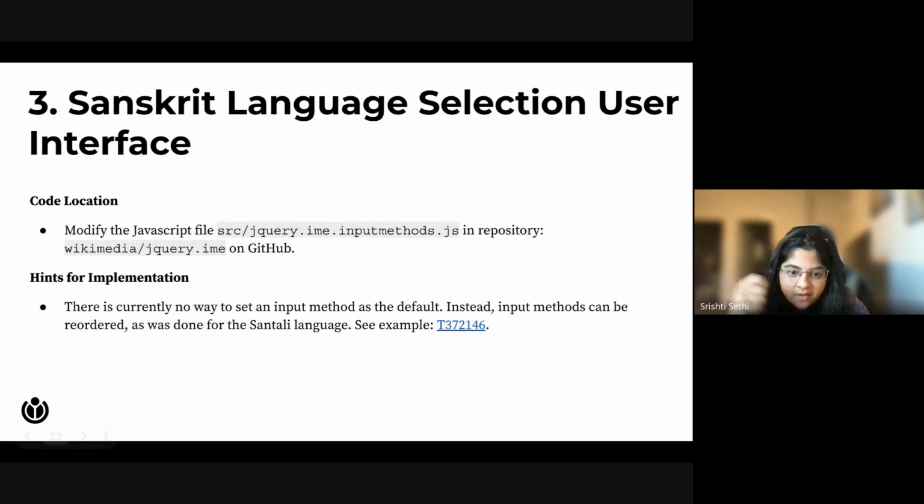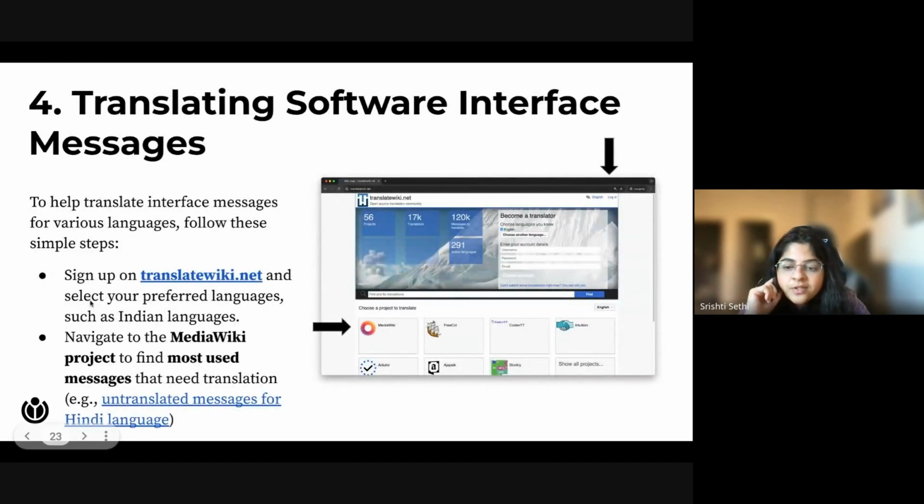I think they're asking for Devanagari to be made the default, so we have to bring it to the top of the list. So just some reordering needs to happen, and all the change will go into this jquery.ime library. There is an input methods file which is in JavaScript, and there you'll be able to find this information. Very, very simple thing to do again, and also a way for you to quickly look into how JavaScript code works.